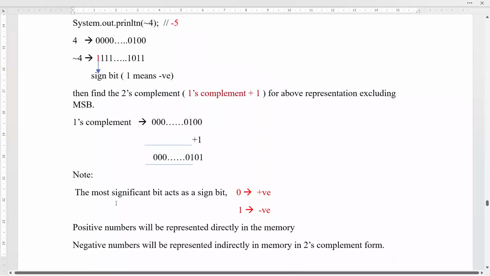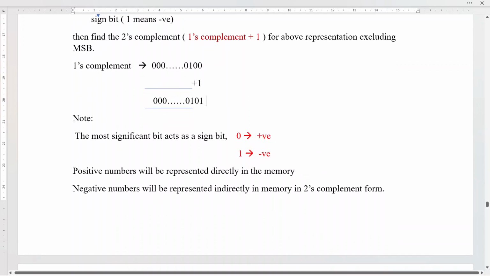Note, the most significant bit acts as a sign bit. 0 means positive, 1 means negative. Positive numbers will be represented directly in memory. Negative numbers will be represented indirectly in memory in 2's complement form.